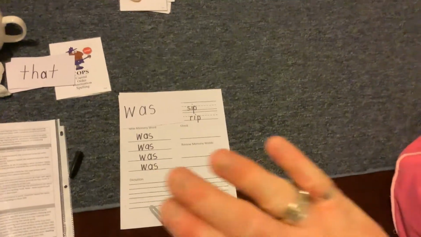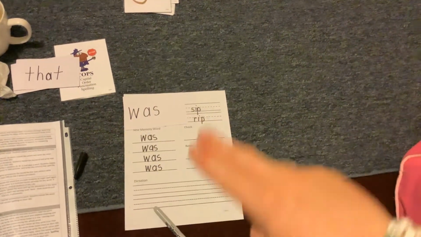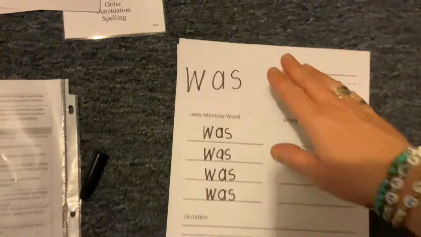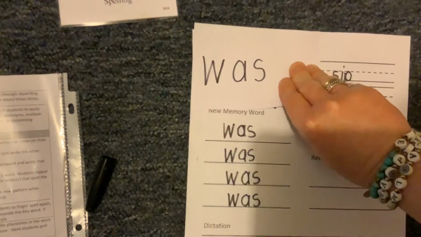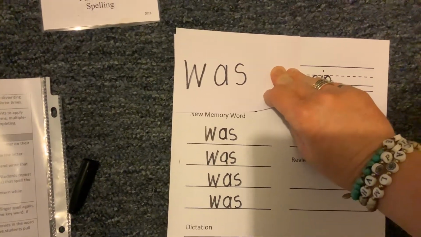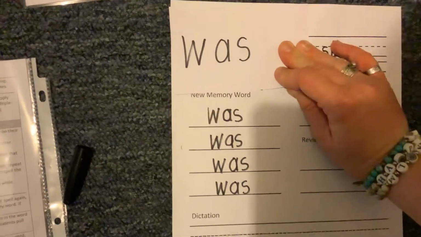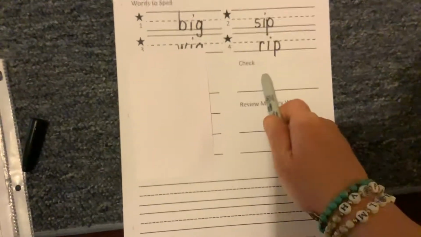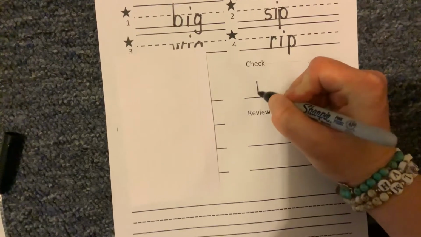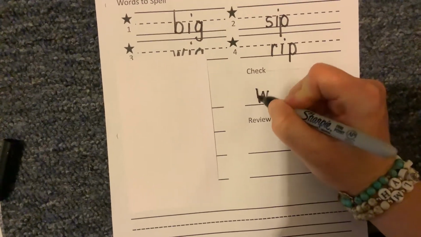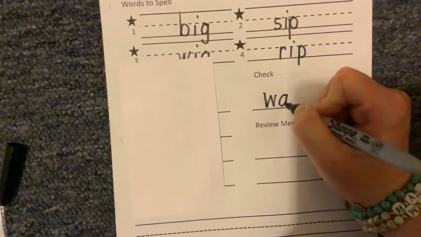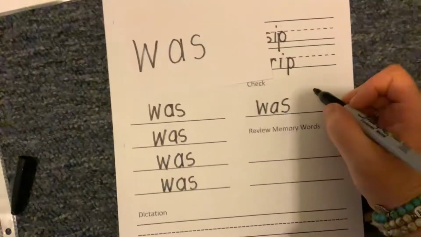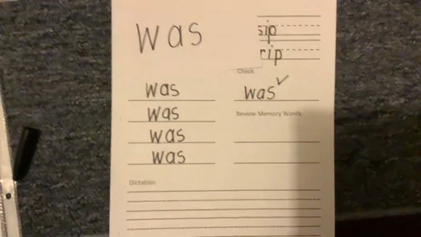Can you do it with your eyes closed? Don't look at the word. See if you can do it. W, A, S says was. Can you come up with a sentence for was? I was working hard. She was here. I'm going to cover it up. Can you write it on your own? Then we'll check it. It's kind of a harder word. Let's check. W, A, S says was.